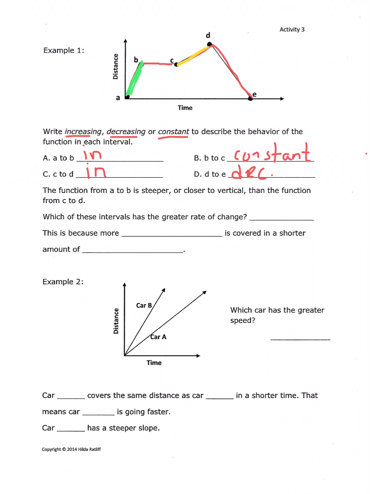Which of these intervals has a greater rate of change? Remember, rate of change is the same as a slope. So again, if we're looking for the greater rate of change, the one with the greater slope would be from A to B, because it has a steeper slope. This is because distance is covered in a shorter amount of time.